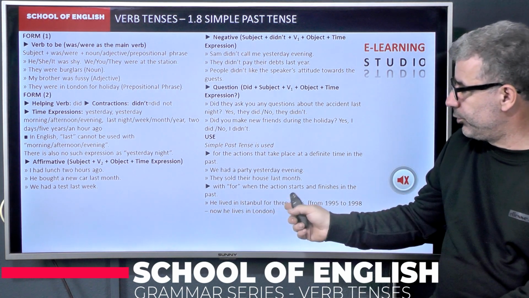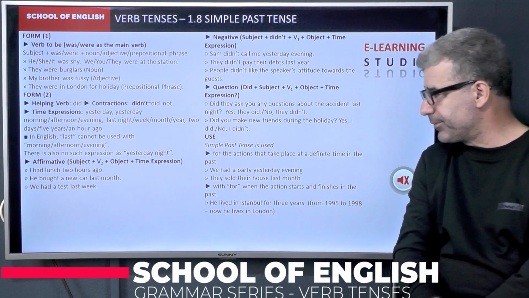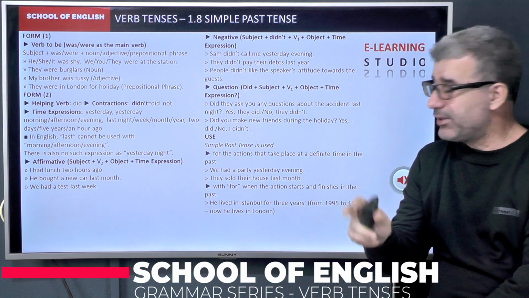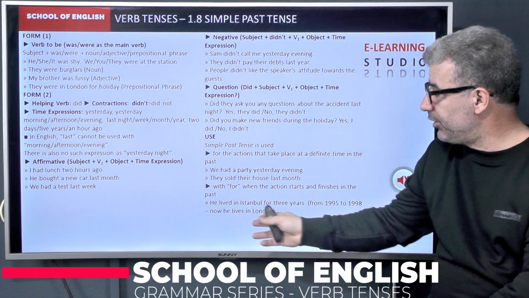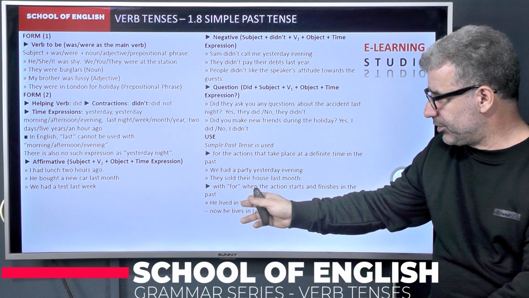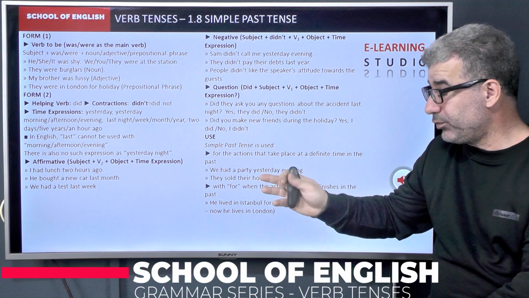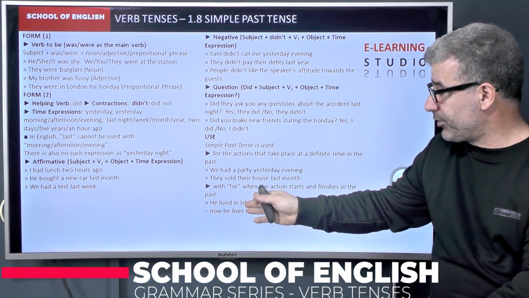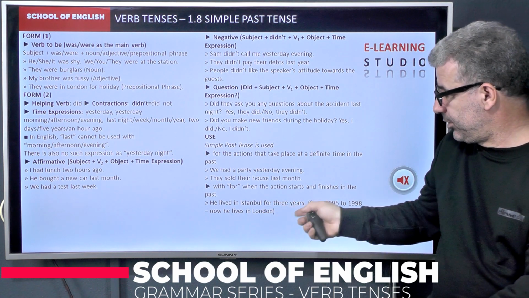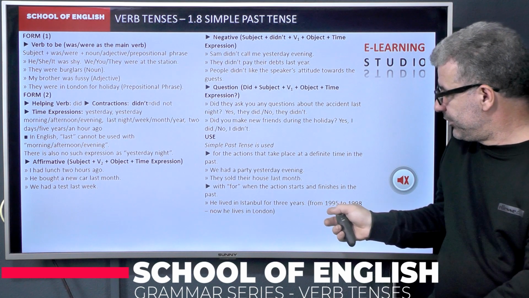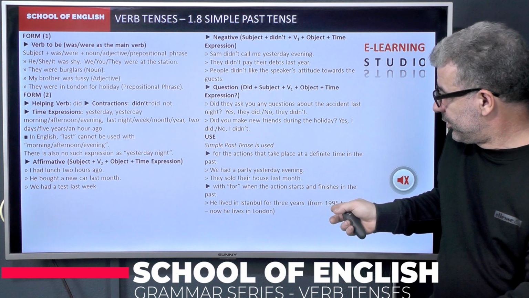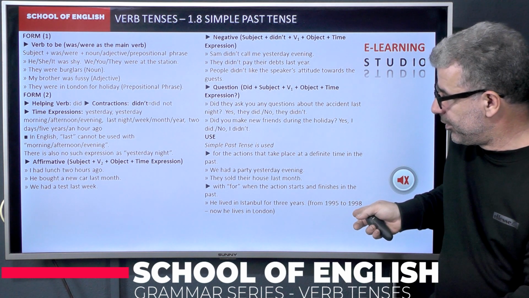He lived in Istanbul for 3 years. What do we understand from this sentence? We understand that now he doesn't live in Istanbul. For example, he lives in London. Of course, in order for you to decide to use simple past here, you need to know that this duration ended in the past. And here it's given. Look, from 1995 to 1998. Started in the past and finished in the past.